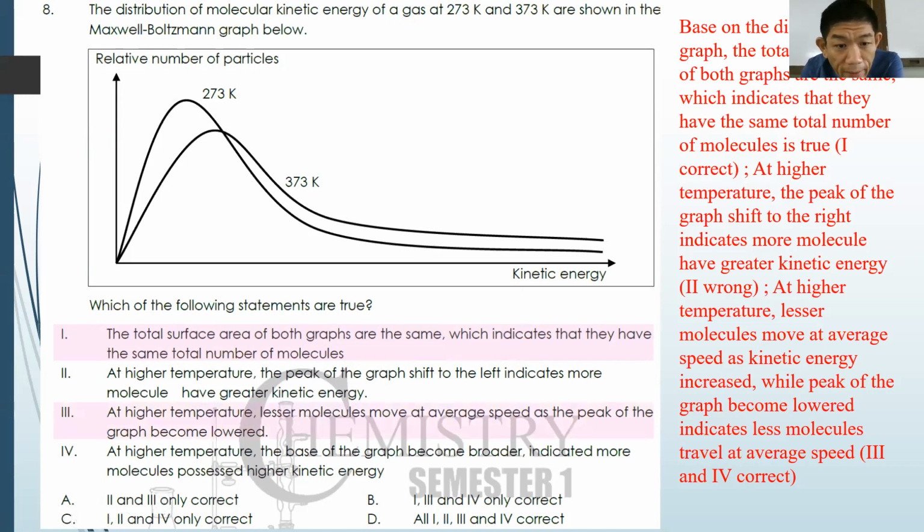And number 4, at higher temperature, the base of the graph becomes broader, indicating that more molecules possess higher kinetic energy, which is also true, because when you have a broader base, it means that more particles have energy greater than the average kinetic energy. So therefore, they travel faster. Okay, so therefore, statement number 4 is also correct. So the best answer in here is 1, 3, and 4, and the correct answer is B.